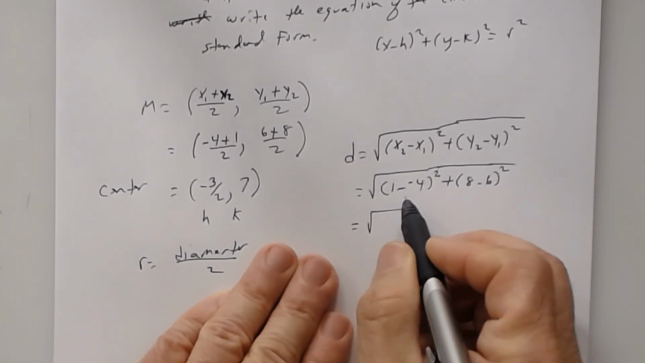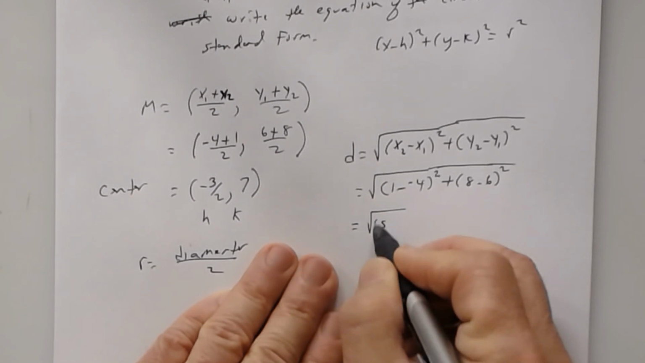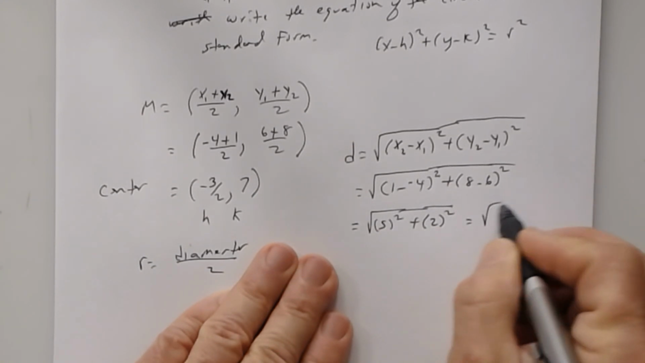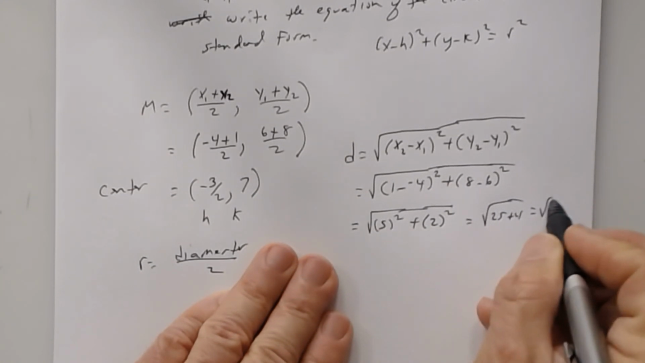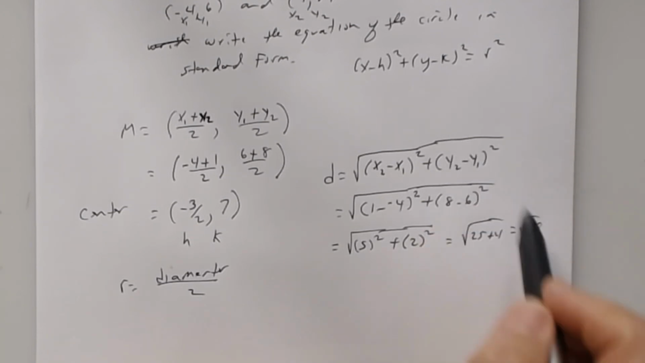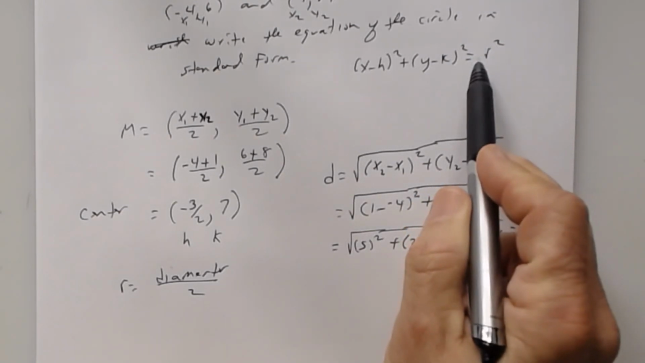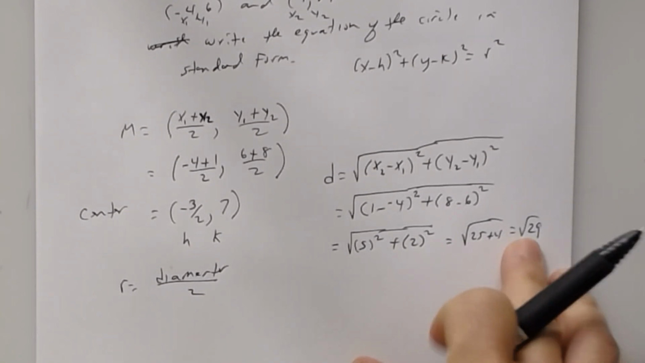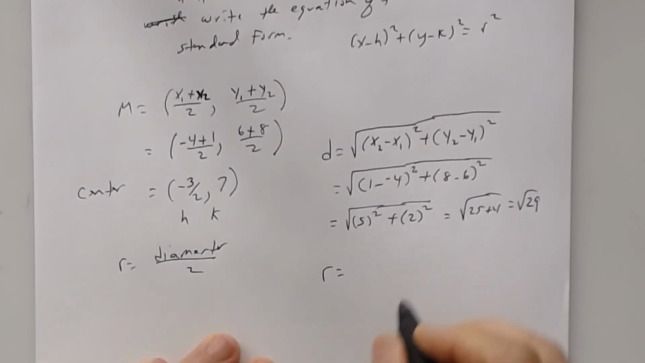So 1 subtract negative 4 is 5. So I get 5 squared. 8 subtract 6 is 2, so I get 2 squared. So that's the square root of 25 plus 4, which is the square root of 29. So that's your diameter. So then the question becomes this: does that go here? No. The formula says I've got to take the radius and square it. Well, that's not the radius, that's the what? Diameter. So the radius then would be the square root of 29 divided by 2. That's the radius.